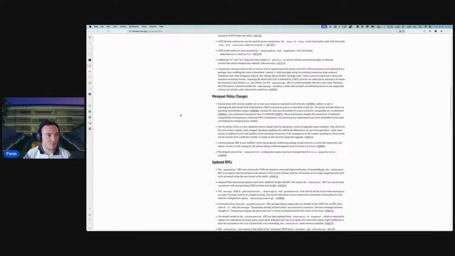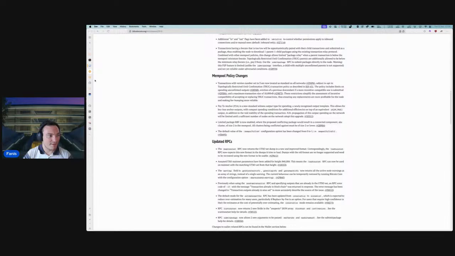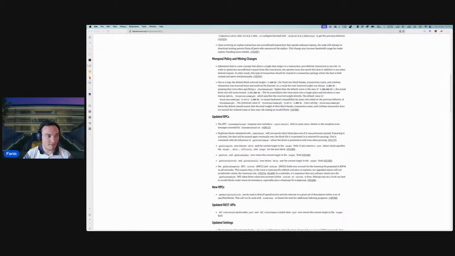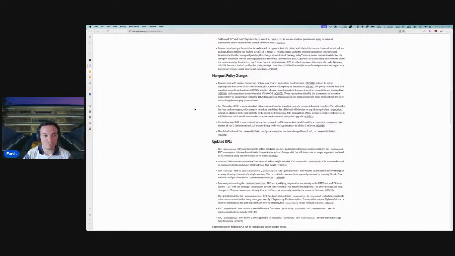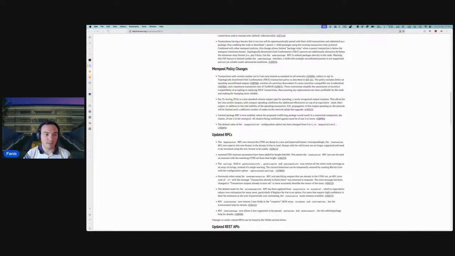So here are the release notes for Bitcoin Core 28 and Bitcoin Core 29, which basically don't always detail all the changes, of course, because some changes are smaller than others. But as you can see, in 28, we had transactions with version 3 numbers, so basically TRUC transactions, and pay to anchor, and limited package RBF. Limited here means that we only consider clusters or packages of size 2. So that was the first part, which was released in 28.0.